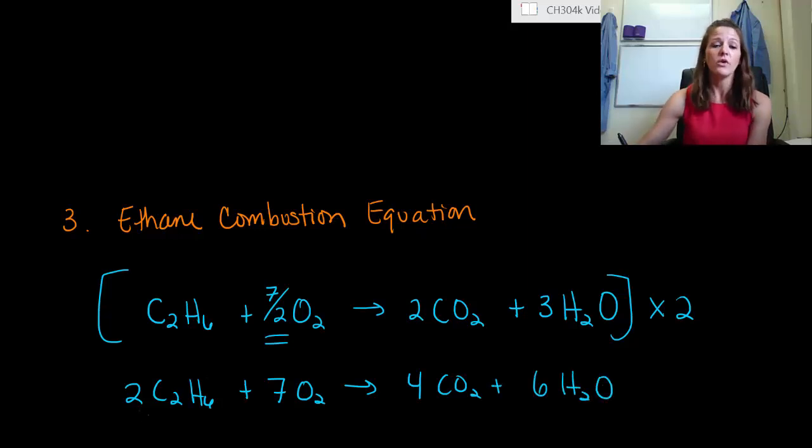Alright, so let's check that. We have 4 carbons on the left, 4 carbons on the right. We have 2 times 6, so 12 hydrogens on my left, 6 times 2, so 12 hydrogens on my right. Then I have 7 times 2, so 14 oxygens on my left. Now 4 times 2 gives me 8, plus 6, so 8 plus 6 gives me 14 oxygens on each side. So we do have a properly balanced ethane combustion equation, so that's good. That makes me really happy.